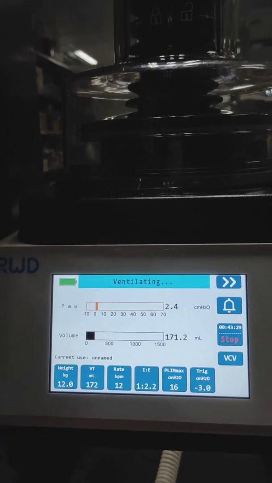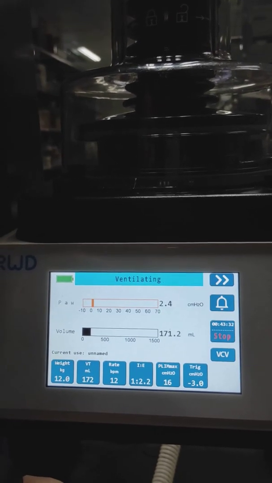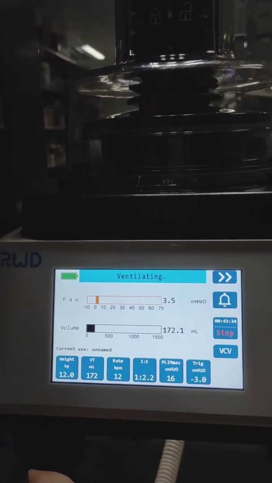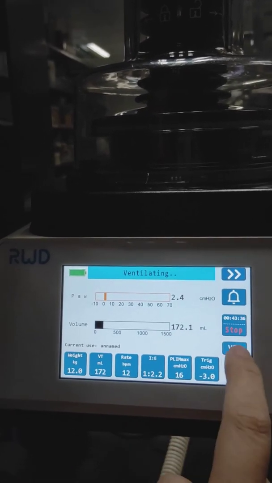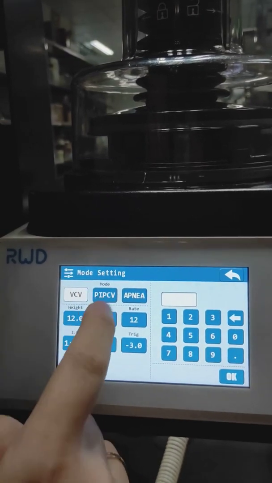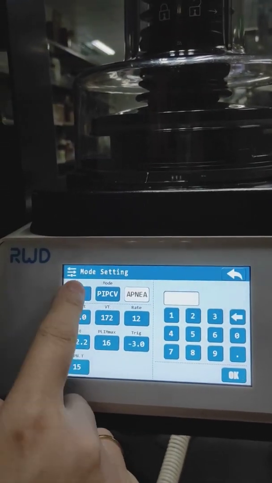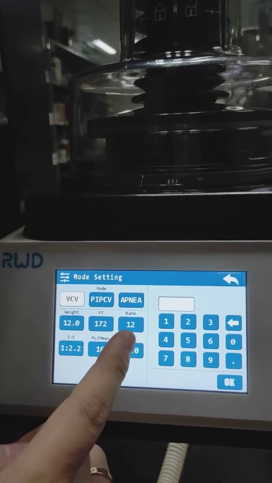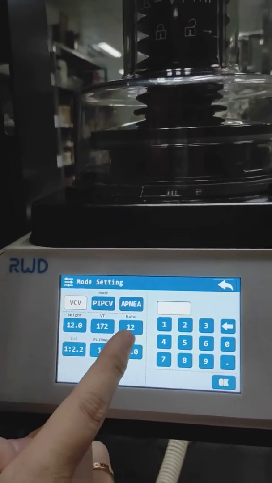Hi, this is our latest ventilator, the R419. This is an intelligent ventilator and it's completely touchscreen operation. For this machine, it has three work modes, VCV, PIPCV, and apnea. VCV is controlled by volume tidal.